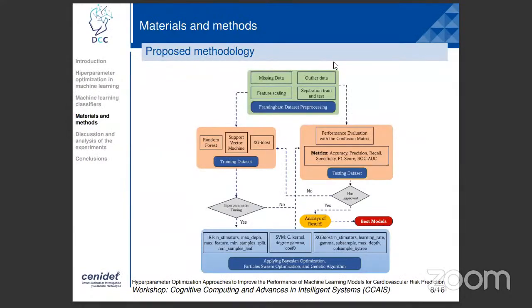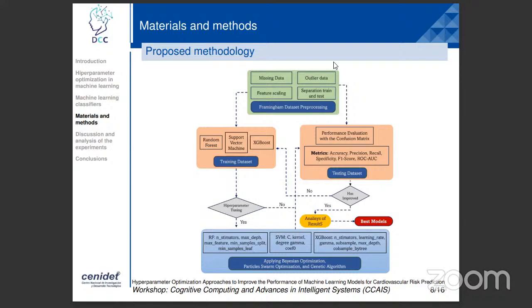The methodology we propose begins with preprocessing the data set. We treat the missing values and the outliers. We scale the data and divide this data set into training and testing. Then in the training data, we use the three classifiers: random forest, SVM, and XGBoost. Then we apply the three hyperparameter optimization approaches, Bayesian optimization, particle swarm optimization, and genetic algorithm, to search for the best hyperparameters.